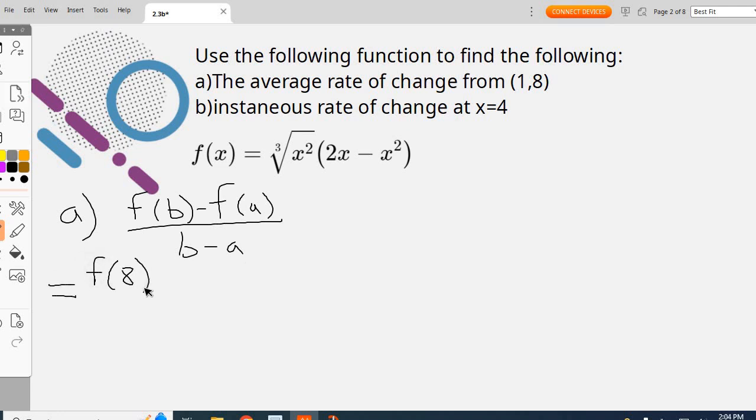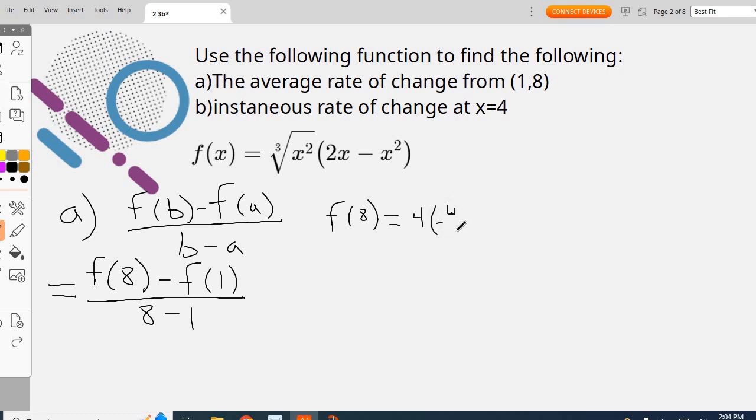So what is our B value? 8. What is our A value? 1. Then I have 8 minus 1 on the bottom. So what do we need to find? F of 8 and F of 1. If we plug in F of 8, I'm just going over to the side. 8 squared gives us 64. What is the cube root of 64? 4. Then 2 times 8 gives us 16 minus 64. What do we get there?